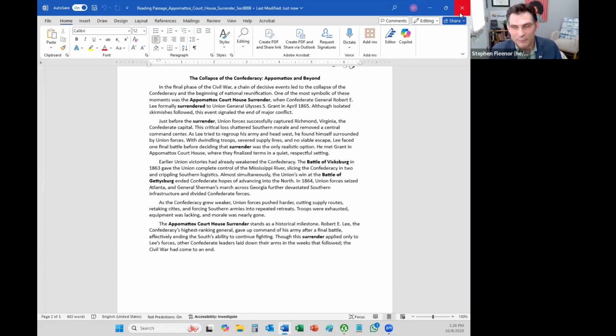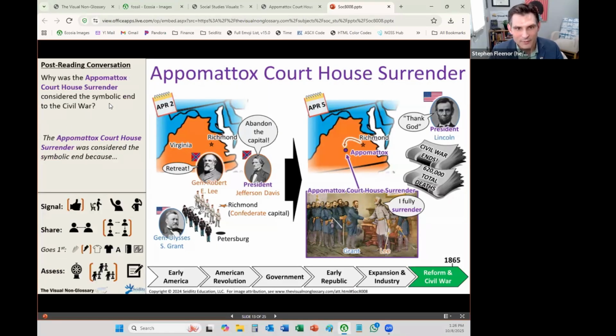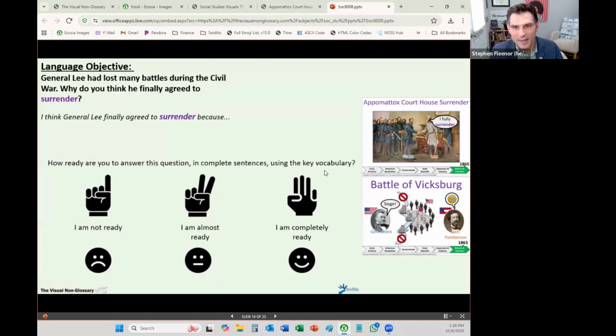So these differentiated reading passages come with these recommended lessons. And then there will also be a list on the screen showing what students need to be paying attention to while they're reading. So it helps to structure the reading. After they read, they will have a post-reading conversation. Again, this can be structured with the QSSA process. And then there will be a final language objective, the one that we introduced at the beginning of the lesson.